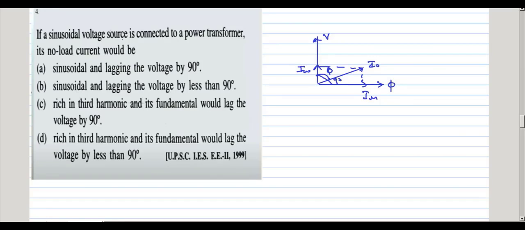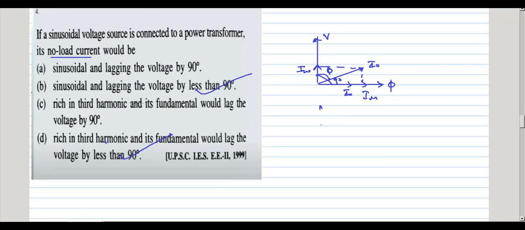So when a sinusoidal voltage is connected to the power transformer, the no load current lags by less than 90 degrees. If it were only the magnetizing component of current, it would be exactly 90 degrees. But it is less than 90 degrees, so it is lagging the voltage by less than 90 degrees. Two options. And you see here it is rich in third harmonic.